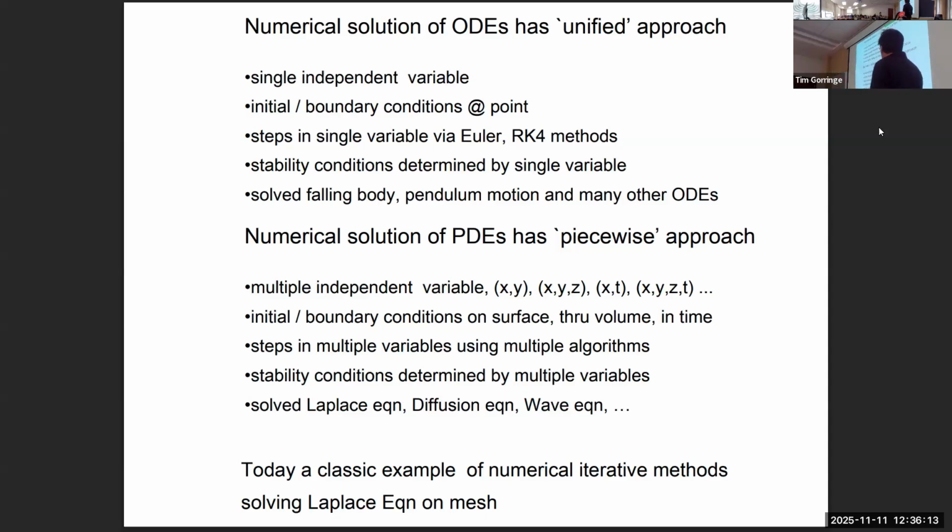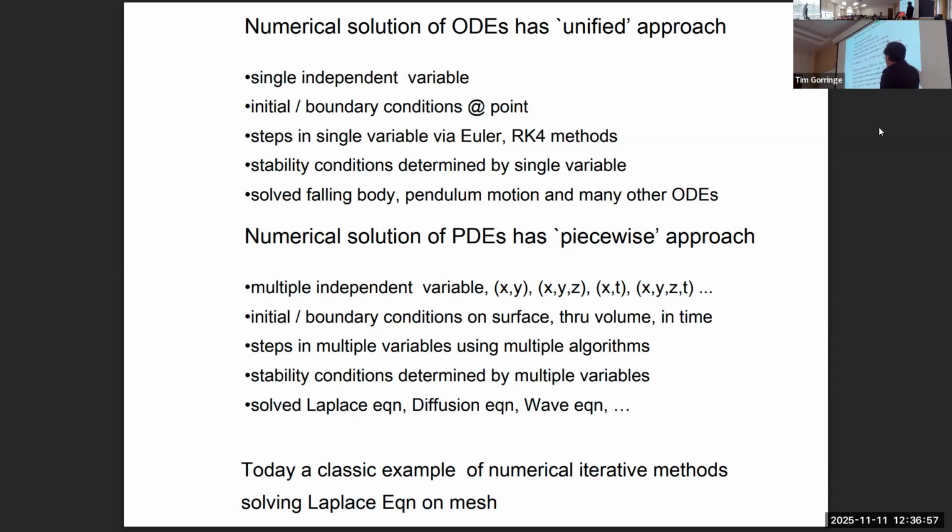So very unified approach. The stability of our solutions to the falling body or to the pendulum's motion was really governed by the time steps that we were taking, or the steps in a single variable. If we made those single steps smaller steps, we would increase the stability and precision. If we made them larger steps, we would decrease the stability and precision. And we could estimate the stability and precision just by considering the Taylor expansion.